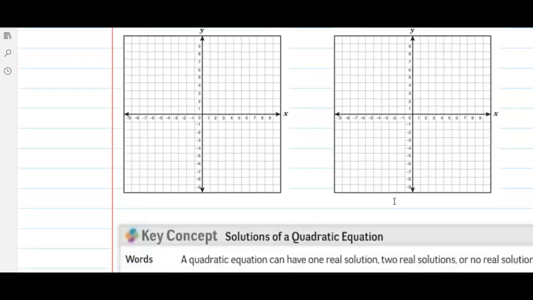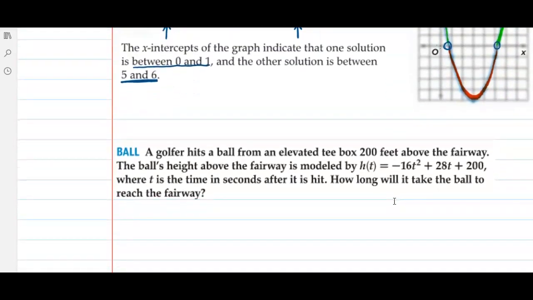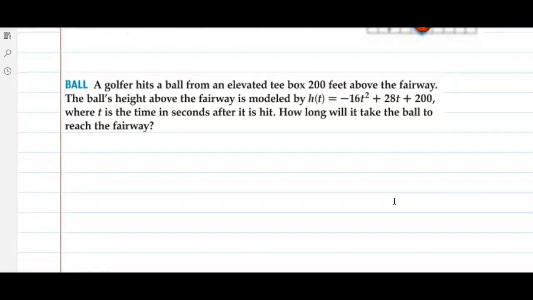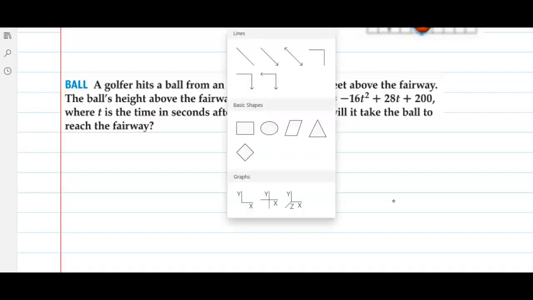All right, let's take a look at a couple more word problems. A golfer hits a ball from an elevated tree box 200 feet above the fairway. The ball's height above the fairway is modeled by this function, where t is the time in seconds after it is hit. How long will it take for the ball to reach the fairway? These type of trajectory problems are very, very common word problems in the realm of quadratics. It's really easy to model it. Let me show you exactly what I mean.